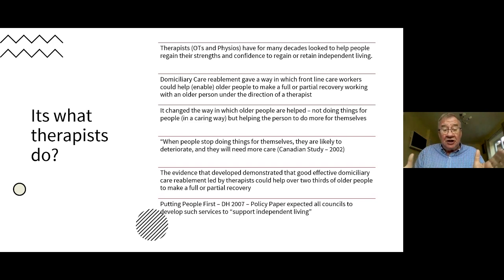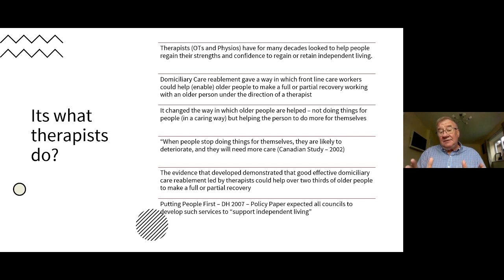I think that the research evidence, there was a big study by the Personal Social Services Research Unit, which clearly showed that good, effective domiciliary care reablement had to be led by therapists. And if you could get that right, about 2/3 of older people would make a full or partial recovery. People weren't going to recover fully back to the state they were in maybe before they'd had a medical intervention, but they'd make sufficient recovery, particularly to return home. And I think those figures still stand today. The best domiciliary care reablement services I see achieve that kind of figure, about 2/3 of people.